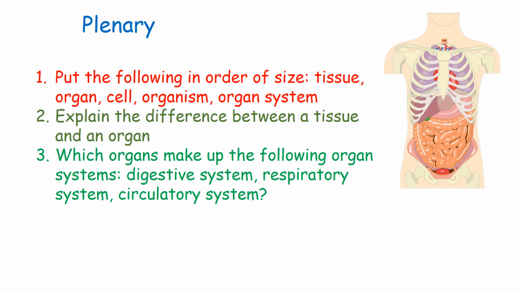Okay, so let's have another look at the questions I asked at the start of the lesson. Can you put the following in order of size? Tissue, organ, cell, organism and organ system. Can you explain the difference between a tissue and an organ? And can you list some of the organs which make up the following organ systems? The digestive system, the respiratory system and the circulatory system.